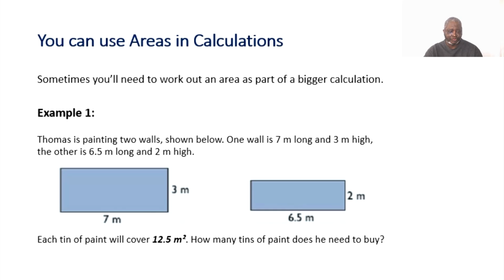Example 1. Thomas is painting 2 walls as shown below. One wall is 7 meters long and 3 meters high. The other is 6.5 meters long and 2 meters high. Each tin of paint will cover 12.5 meters squared. How many tins of paint does he need to buy? First of all, remember when we're talking about comparing figures, you have to make sure they're all in the same unit. Well, that applies a bit. Let's look at how we solve this problem.